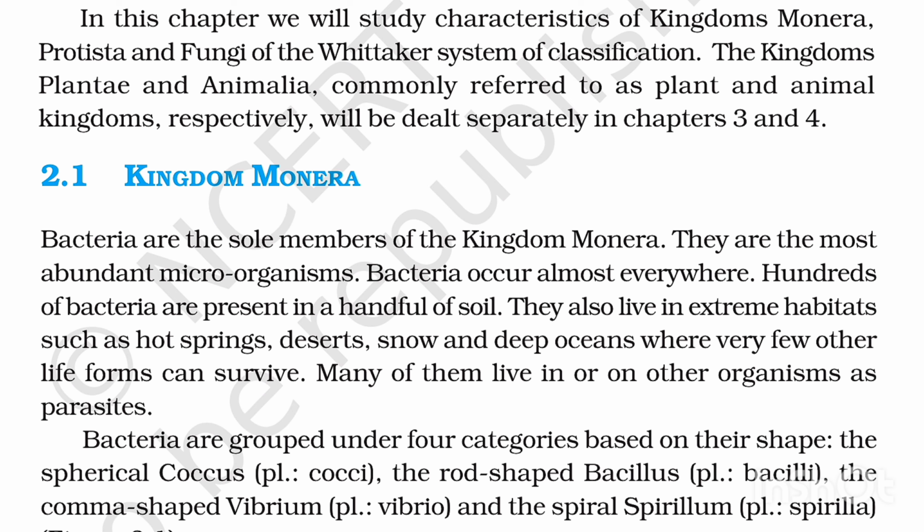They also live in extreme habitats such as hot springs, deserts, snow, and deep oceans where very few other life forms can survive. Many of them live in or on other organisms as parasites. Bacteria are grouped under 4 categories based on their shape: the spherical coccus, plural cocci, the rod-shaped bacillus, plural bacilli, the comma-shaped vibrio, plural vibrios, and the spiral spirillum, plural spirilla.